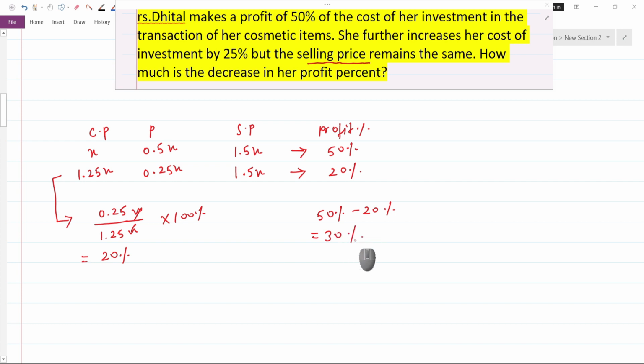By this way you can solve it. You will not do 0.5 minus 0.25 upon 0.5, that is wrong. We will use profit percentage. So here what we have calculated is the profit percentage: 50% minus 20%, that is our 30% answer. Okay, thank you very much.